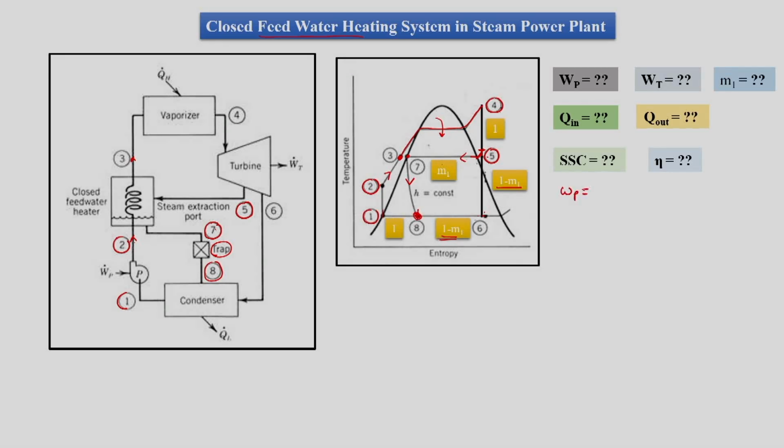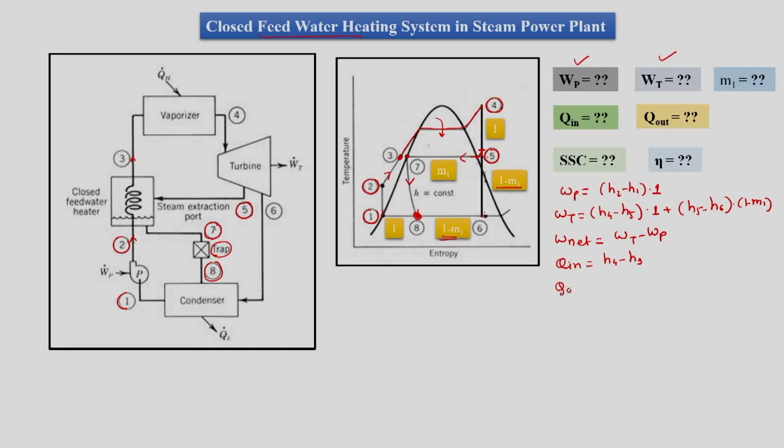So we now can find out WP. Here the pump is handling the complete mass. So we have H2 minus H1, complete mass, it is 1. And then we have WT. WT will be the same. We have H4 minus H5, that is for unit mass, plus we have H5 minus H6, but for 1 minus M1 mass. Then this WP and WT are found out. Then we have W net, which is WT minus WP. We have Q in, which is H4 minus H3.